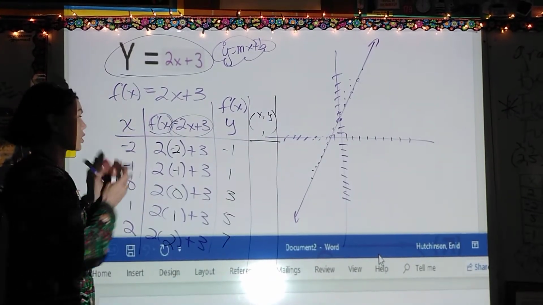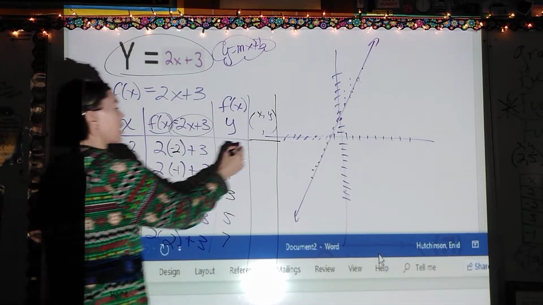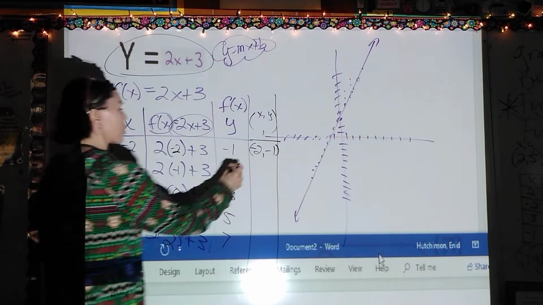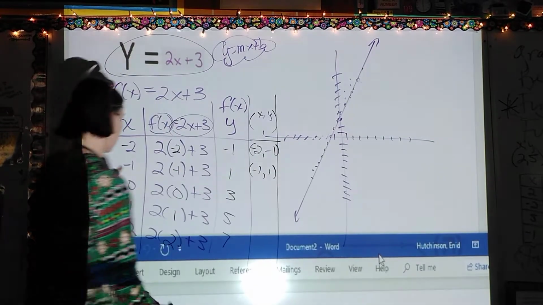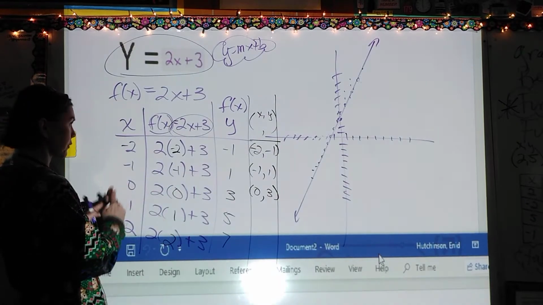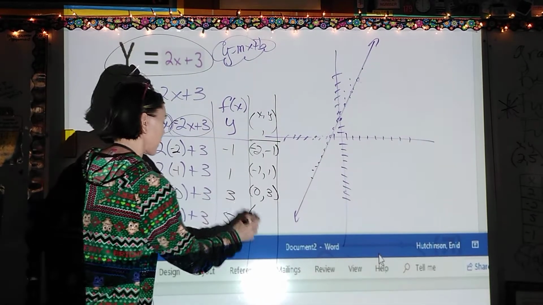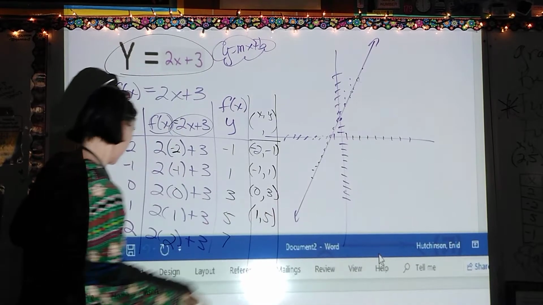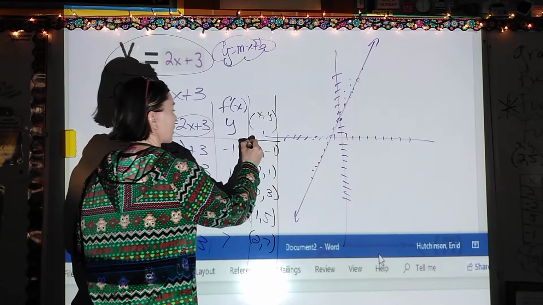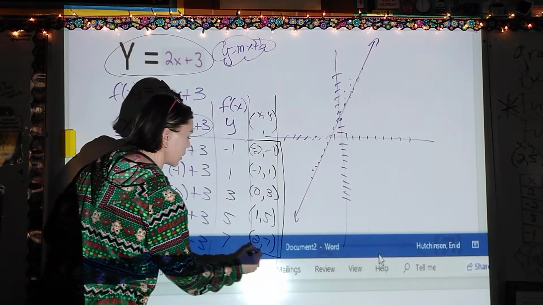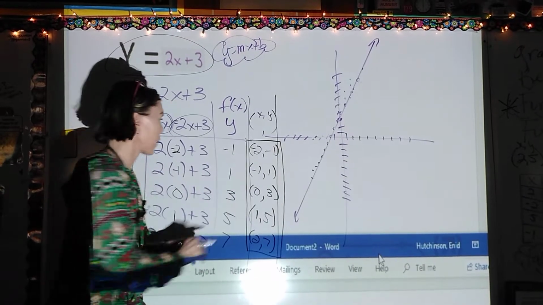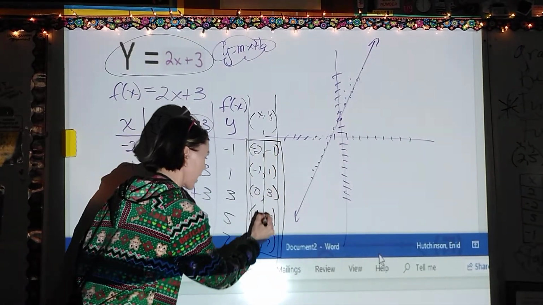So now you're going to put your x and y values together. Our first ordered pair is -2, -1. Our second ordered pair is -1, +1. Our third ordered pair is 0, +3, right? I'm taking it from my x and y column. +1, +5. And then 2, +7. So you guys, look. Okay, this is our list of ordered pairs. If I were to draw a line right down the center, right?